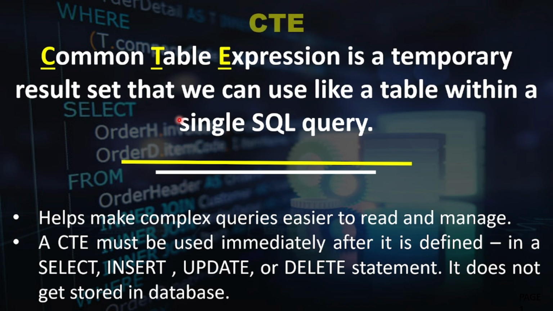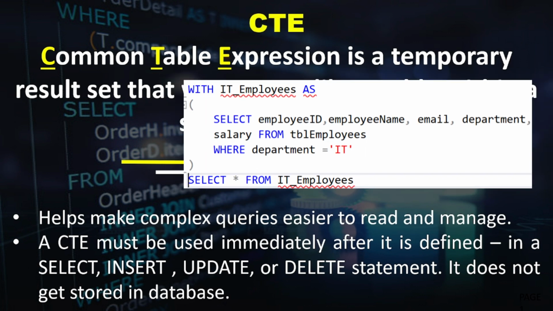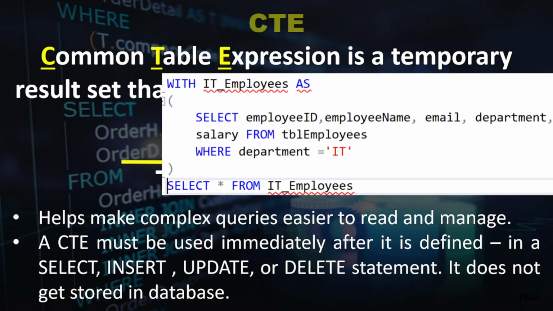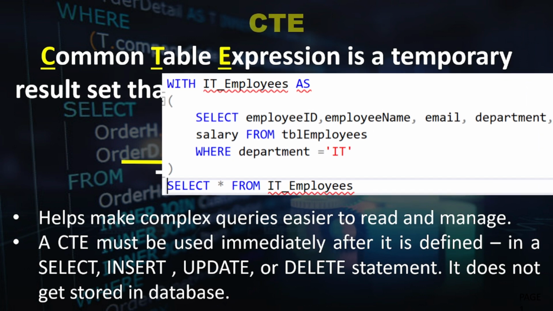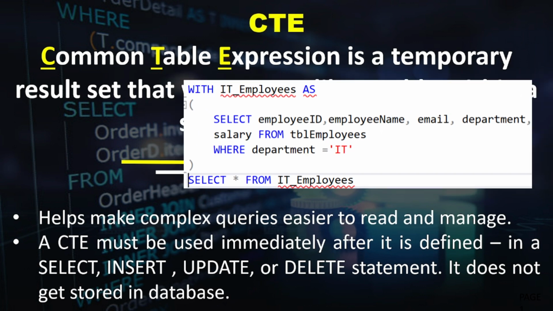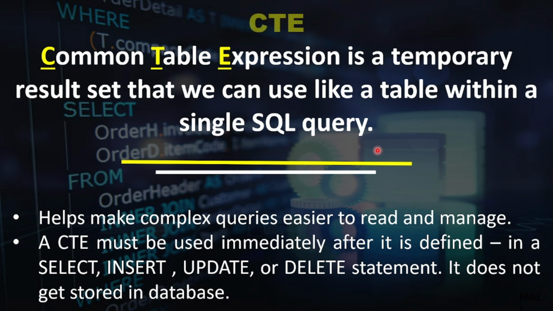Let's define what CTE is. The CTE stands for Common Table Expression. It is a temporary result set that we can use like a table within a single query. So we have seen in the last query wherein we could retrieve the details of all employees belonging to the IT department, and we gave a name, and that name we could use further. So it was working as a temporary result set for us. This helps make complex queries easier to read. So what you can do, you can write a complex query, encapsulate it, and you can give a name, and that name can be used further.